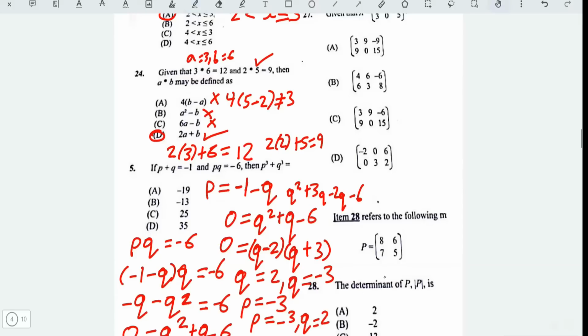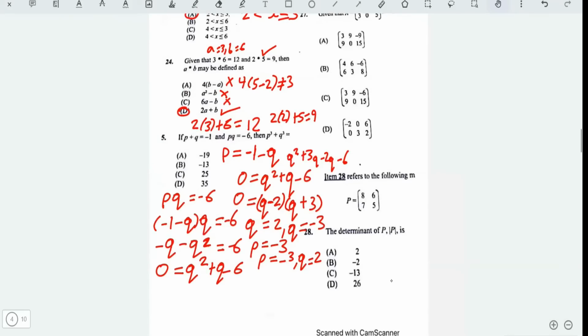Nice. Now we don't finish yet. Now we need to write down what is P cubed plus Q cubed. That's going to be -3 cubed plus 2 cubed. -3 cubed is -27 plus 8. That's -19. That's option A. Easy, man. Number 25, easy, man. Nice. Yeah, man.